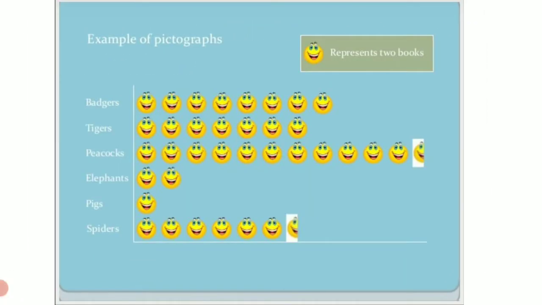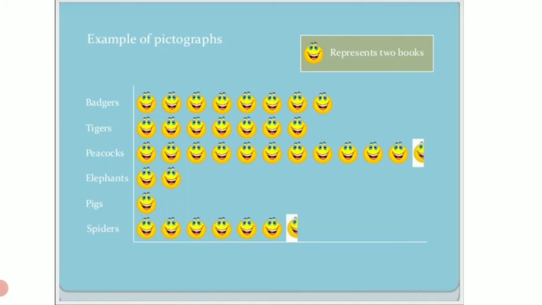Now, an example of a pictograph is given, children. Here you can see the smileys. One smiley is representing 2 books. Here the example of pictographs is given through smileys, where the smileys are representing the books. Then you can see badgers. How many smileys are there? 1 2 3 4 5 6 7 8 are there. That means 8 into 2, 16. In the same manner, tigers, there are 7 into 2, 14.